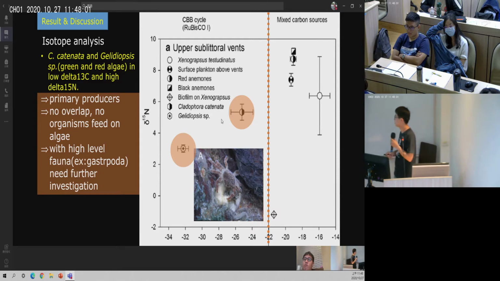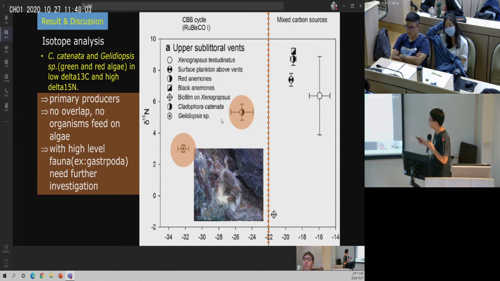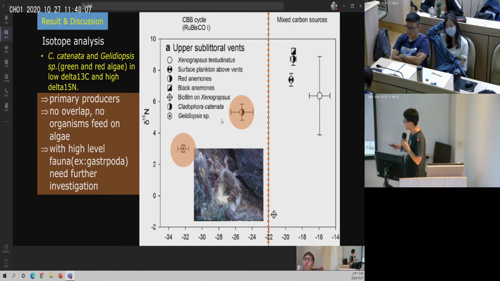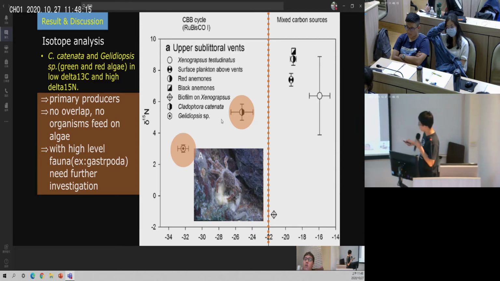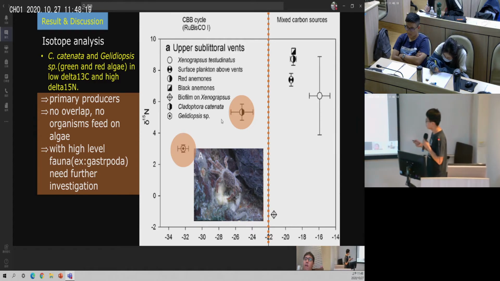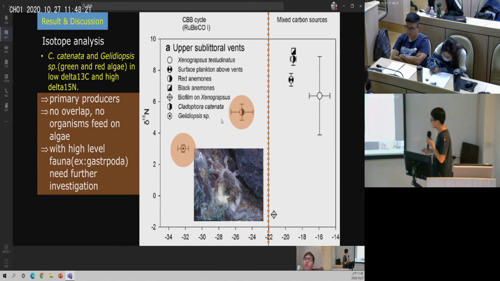And this is another creature. These two are the green alga and the red alga. Because it is low in carbon and also low in nitrogen, we will say it's a primary producer. And because there is no overlap with other organisms, we will say there is no predator.